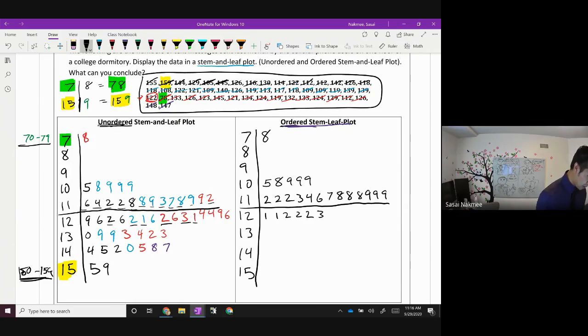And let's see, what else? How many 4s are there? 1, 2. 2 4s. Not bad. How many 5s are there? No 5s. But there's a crap ton of 6s. 1, 2, 3, 4, 5 6s.